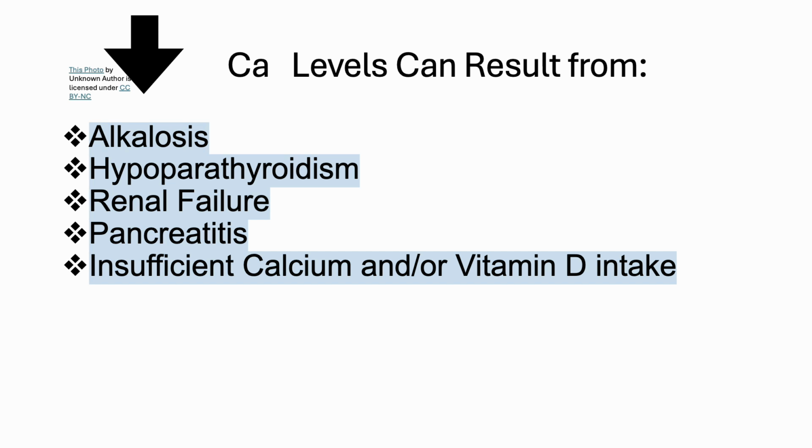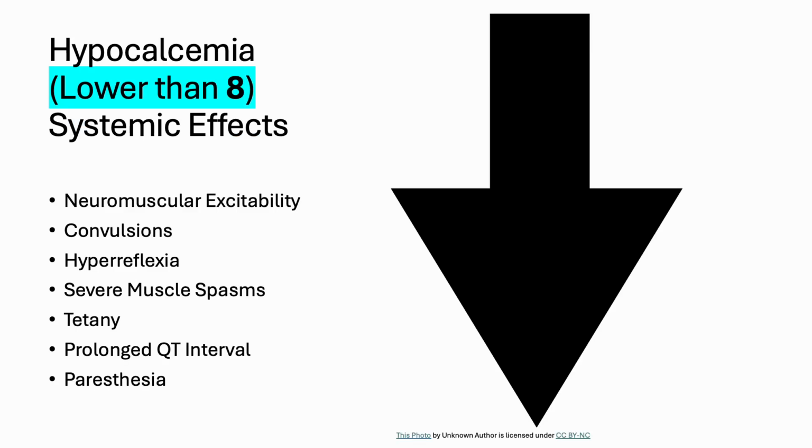Decreased calcium levels can result from alkalosis, hypoparathyroidism, renal failure, pancreatitis, insufficient calcium and/or vitamin D intake. Low calcium or hypocalcemia, lower than 8, systemic effects are neuromuscular excitability, convulsions, hyperreflexia, severe muscle spasms, tetany, prolonged QT interval, and paresthesia.